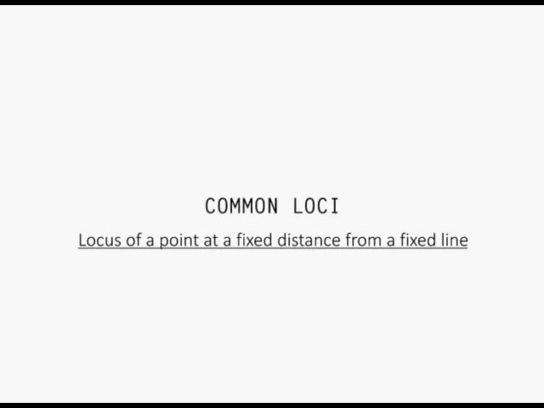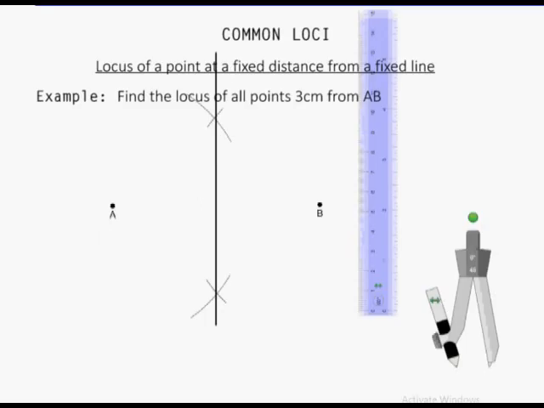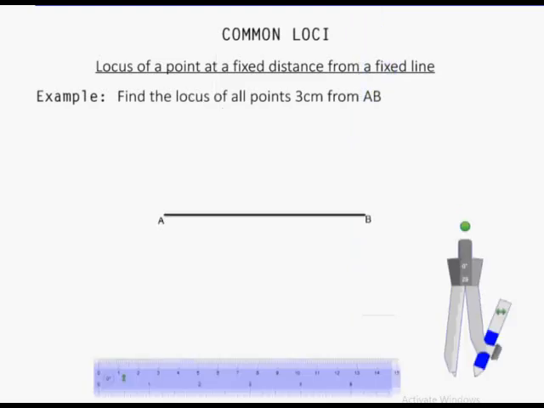Thirdly, the locus of a point at a fixed distance from a fixed line. For example, find the locus of all points 3 centimeters from AB. Initially, it would be sensible to think that such locus is a pair of lines on either sides of AB, both 3 centimeters from the line. That's correct, but there is more. You need to know that even the ends of the line, that's point A and B, still make part of the line. And so the locus extends not just above and below the line AB, but also on the left and the right sides.